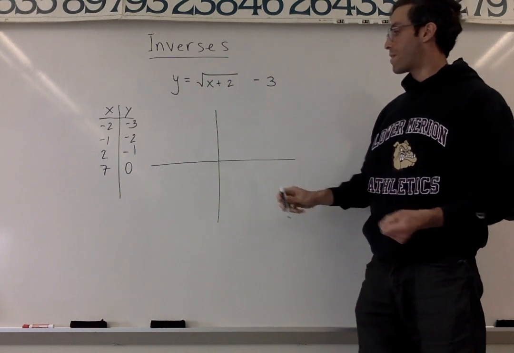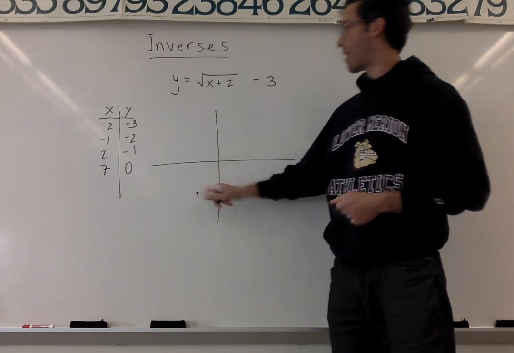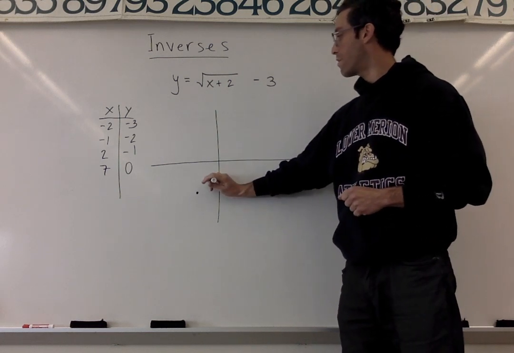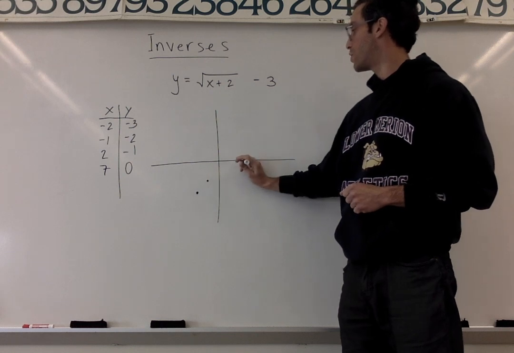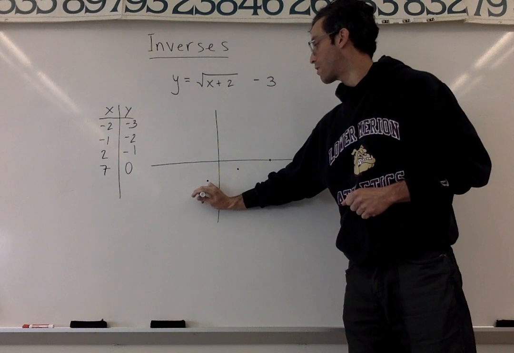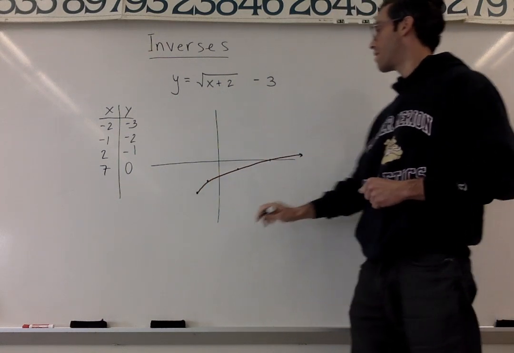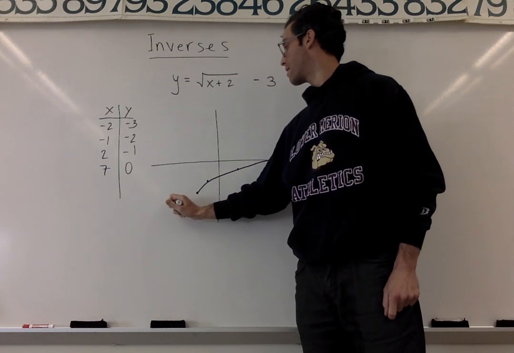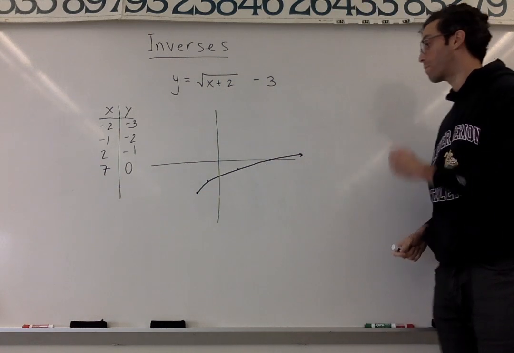So if you plot these points, -2, -3, on your grid, it'll look nicer than it will up here. That'll be the endpoint. -1, -2 might be there-ish. 2, -1 might be here. 7, 0 might be there. It's going to look like this. And from class, you know the shape of the square root function is going to be half of a sideways parabola, right? Just to review that.